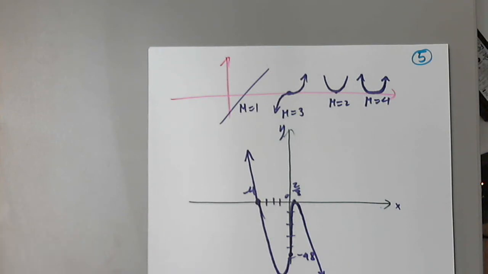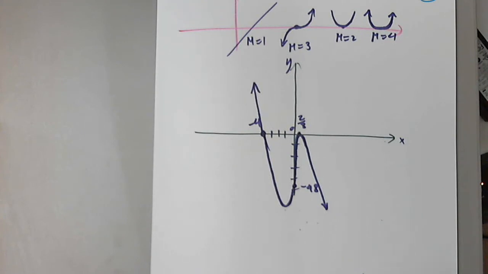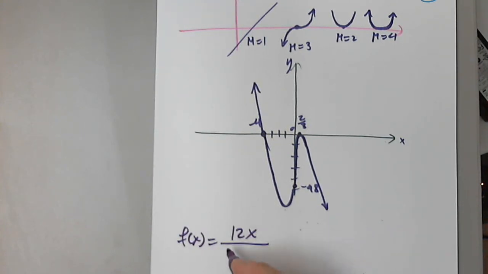Okay, moving on. Any questions for me, please? Any questions? Okay, in 15 we are given f of x, 12x divided by x squared plus 7. We're asked to find whether the function is odd, even, or none of the above.